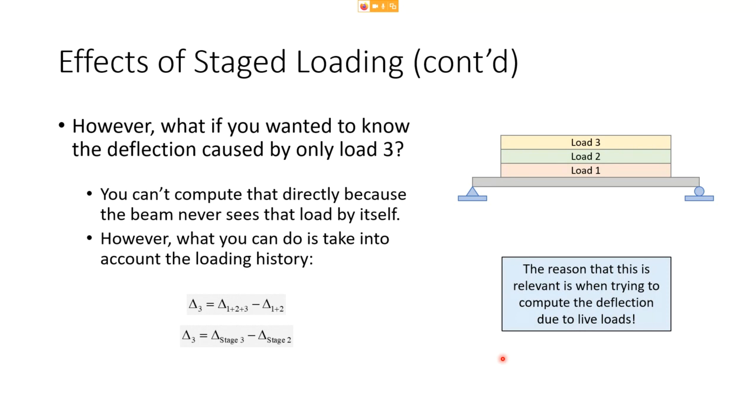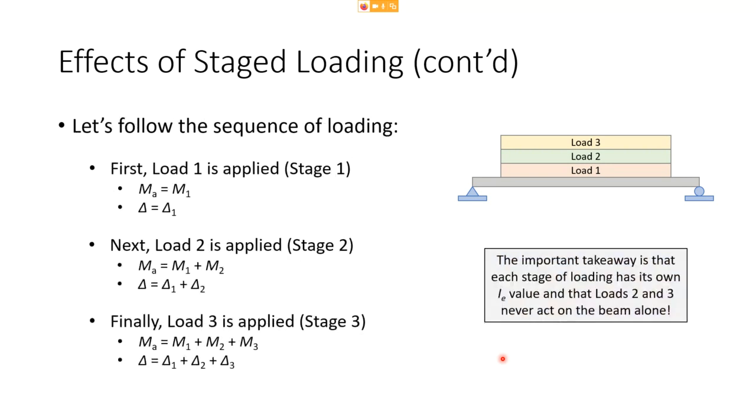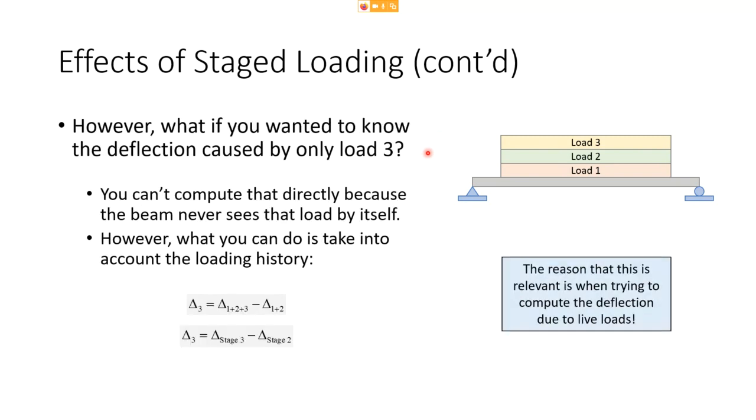But what you can do is follow the effects of stage loading. If I go back to the previous slide, I know the deflection at the end of stage 2, and I know the deflection at the end of stage 3. So the difference between these two is how much the beam deflected once I put that third load on there. The deflection due to that third load is equal to the deflection from stage 3 minus the deflection from stage 2.